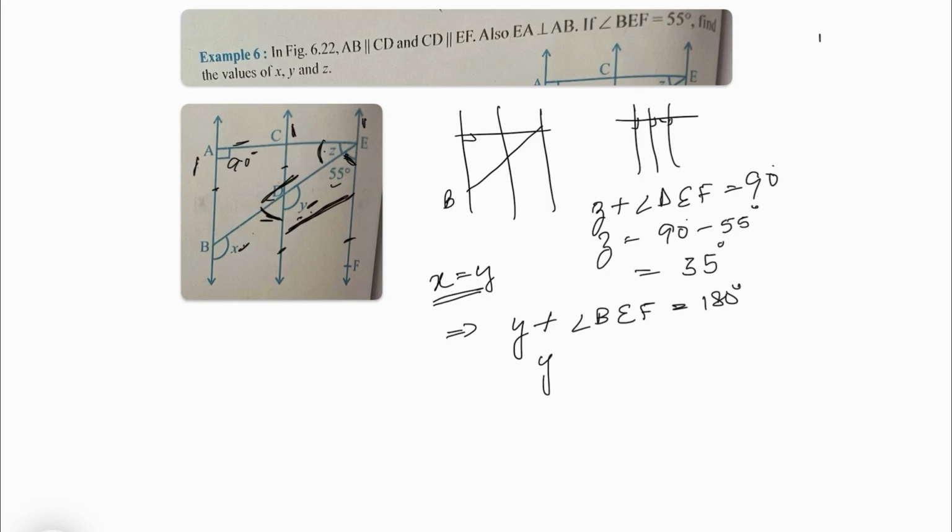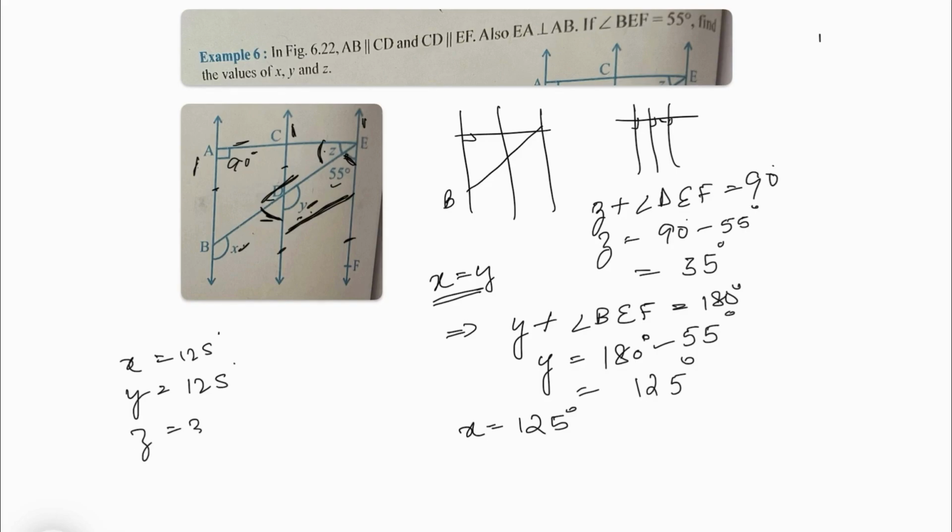So therefore, y is equal to 180 degrees minus 55 degrees. So the value will be 125 degrees. Alright. And therefore x is equal to 125 degrees. So we have the value of all three. x is 125 degrees, y is equal to 125 degrees, and z is equal to 35 degrees.